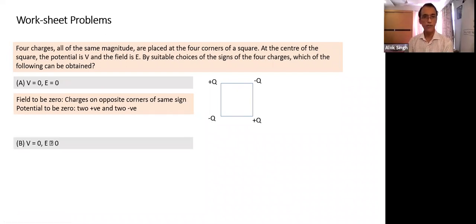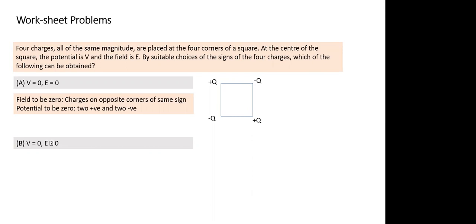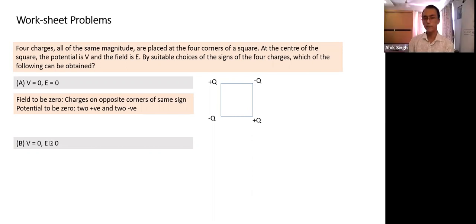Can we also obtain this arrangement? Sorry, this is not equal to zero. V is equal to zero, field is not equal to zero. Is that possible? Can you draw the arrangement? Yes, sir, it's possible. How? All of you try and draw that figure. All charges have magnitude Q. It could be plus Q, minus Q. By suitable choice of sign of charge, can I get potential zero but field not zero?